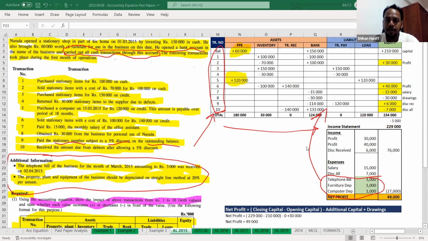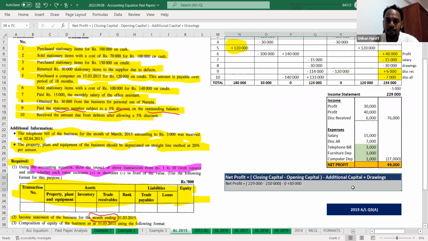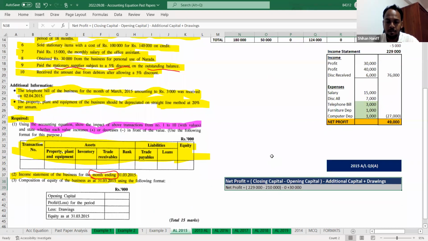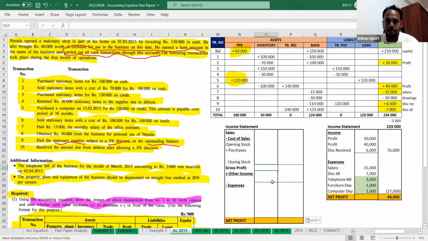Now let's prepare the income statement with sales and cost of sales. Income statement with sales and cost of sales. Can you all do this? And we'll have about a 5 minutes break. So in between, you all can do this.